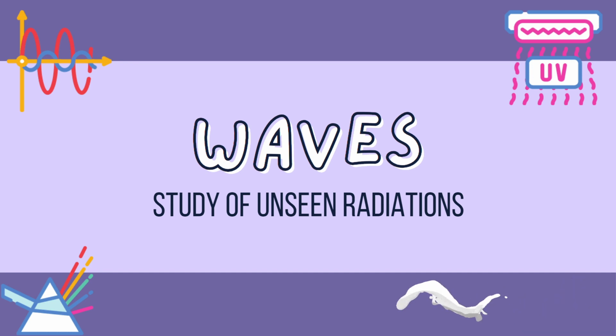Waves, the study of unseen radiations. Now, waves aren't the only ones that you find in the ocean. There are also another type of ones which you can't see. They can also be described as disturbances in a medium like air and in a vacuum like space.